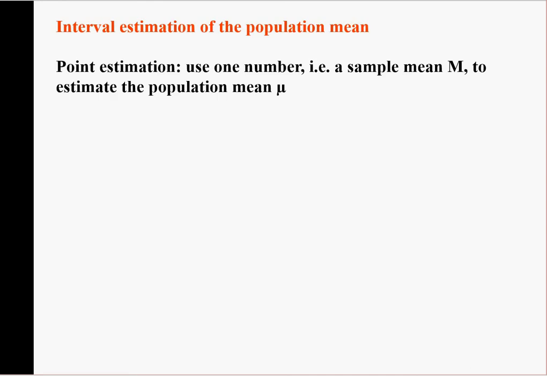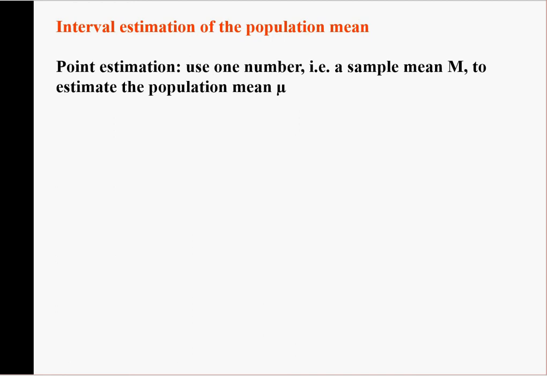Interval estimation of the population mean. Let's first talk a little bit about the point estimation. So-called point estimation is to use one point, for example, use a sample mean to estimate the population mean. Here we just collect the sample and calculate the sample mean, and if the sample is taken properly to make it representative of the entire population, this sample mean may be quite close to the true population mean.